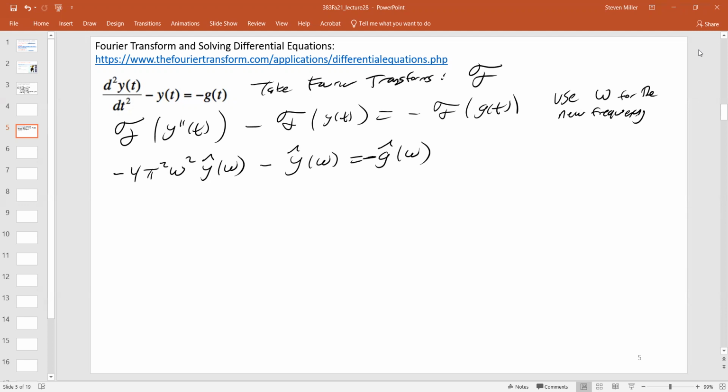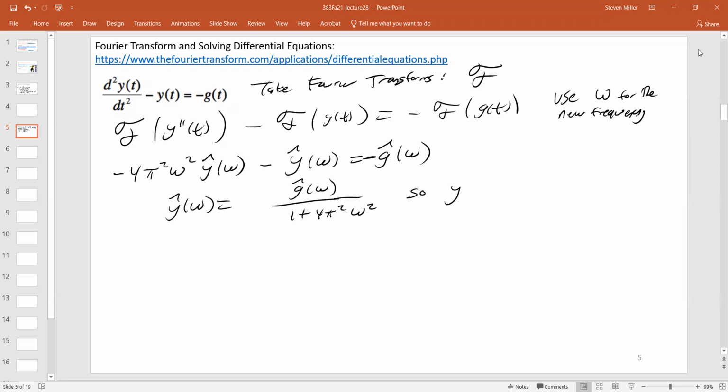Well, this is screaming at you what to do. What should we do on the left-hand side? Yeah, and so we can just solve and we get y hat of omega is equal to, the negatives all cancel, g hat of omega over 1 plus 4 pi squared omega squared.